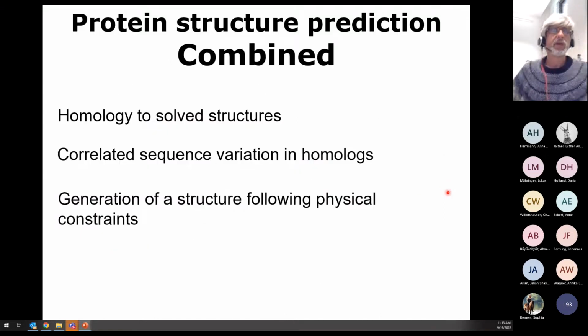So we have a combination now, which is you use the homology modeling. Okay, so if you have a structure of a sequence that is very similar to your query, you are going to use it. In any case, you look for the correlated sequence variation in the homologs. And then you do this kind of physical optimization of the structure, which will not be helpful to predict the structure without these two things. But together, it will help us to refine the final structure that we are predicting. So this is all about predicting the structure.